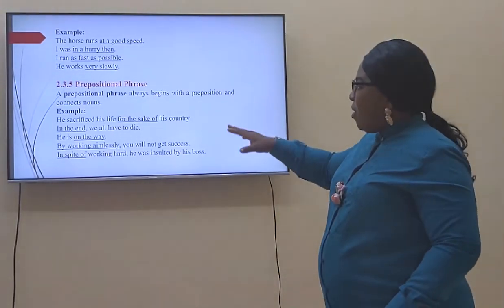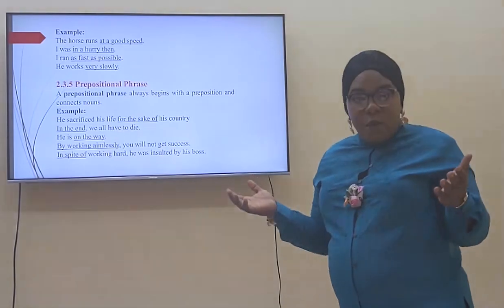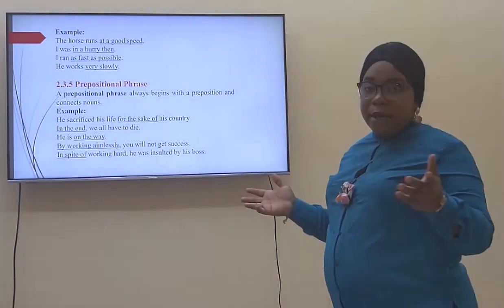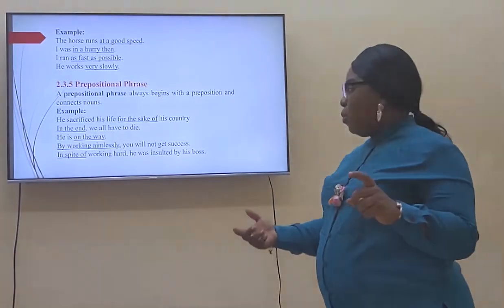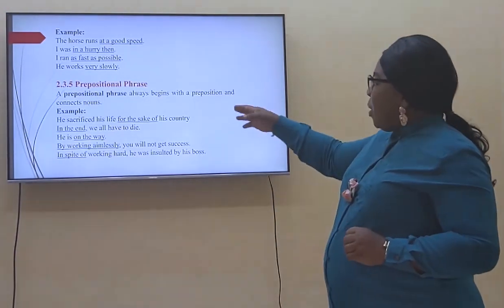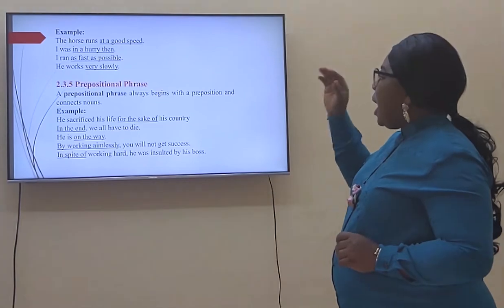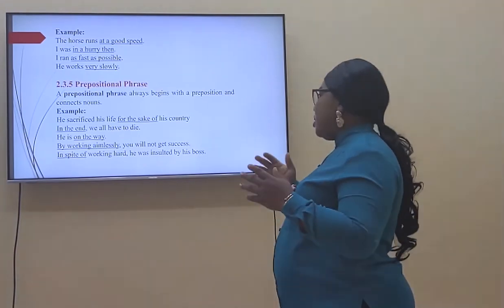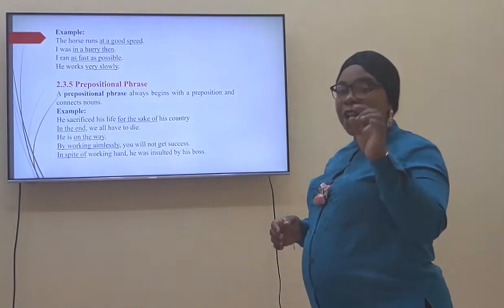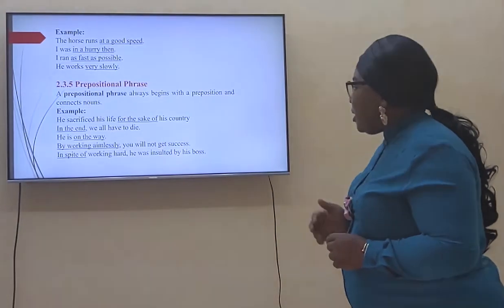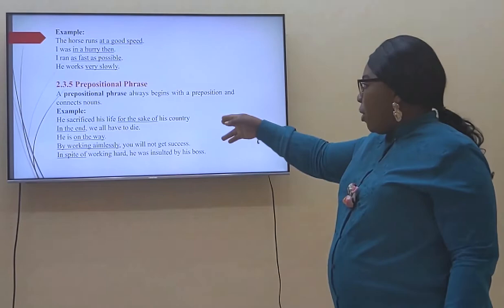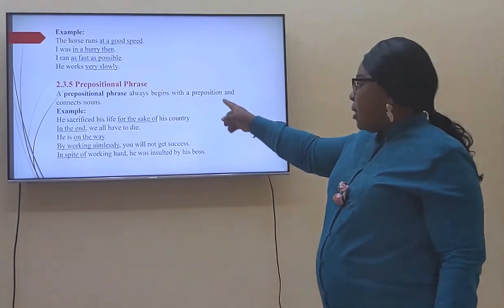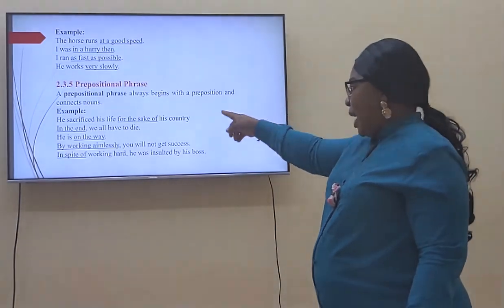He walks very slowly. He walks. How does he walk? You can as well say he walks slowly, but when you add the very, you are actually telling us how slowly he walks. Alright? We have the prepositional phrase. A prepositional phrase always begins with a preposition and connects a noun. Let's look at some examples. We have, he sacrificed his life for; for is a preposition. The sake of his country, a noun.